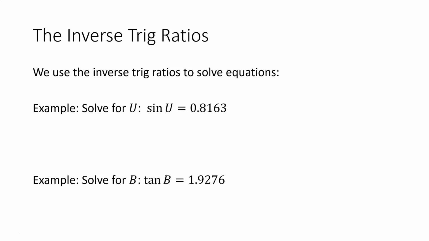So for example, say I were asked to solve for u in this case. Sine of u is equal to 0.8163. The way we would solve this is to take u equals inverse sine of 0.8163. Now, there's no way for me to know what this is. I'm going to have to use a calculator. All right, so let's locate those on our calculators now.